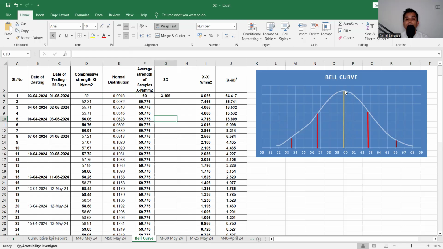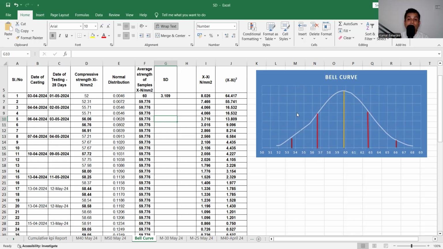So here is my mean value, that is 59.7. This is the highest point. From here, mean plus 1 sigma, that is 59.776 plus 3.109, is here, and here is mean minus sigma. So about 68% of the cube results will fall within this. If not, that means my result is not as per the requirement. And here is mean plus 2 sigma and mean minus 2 sigma. Here 95% of the results will fall.